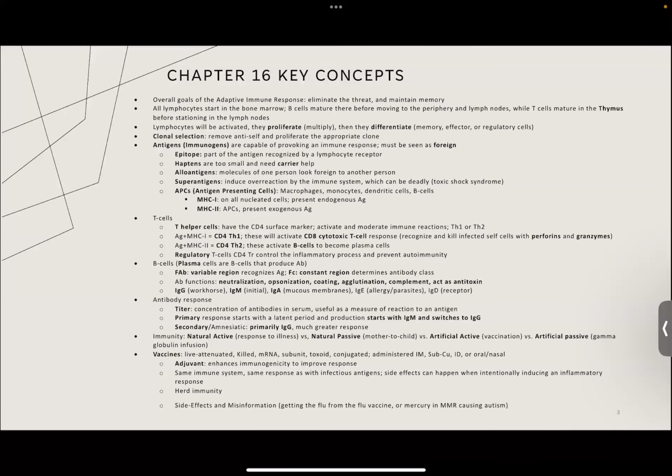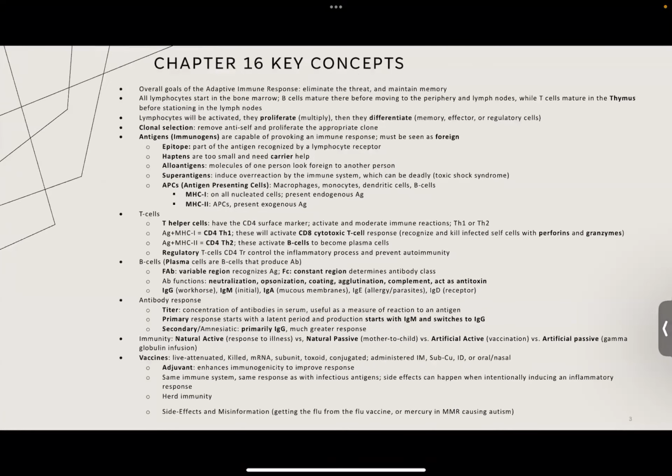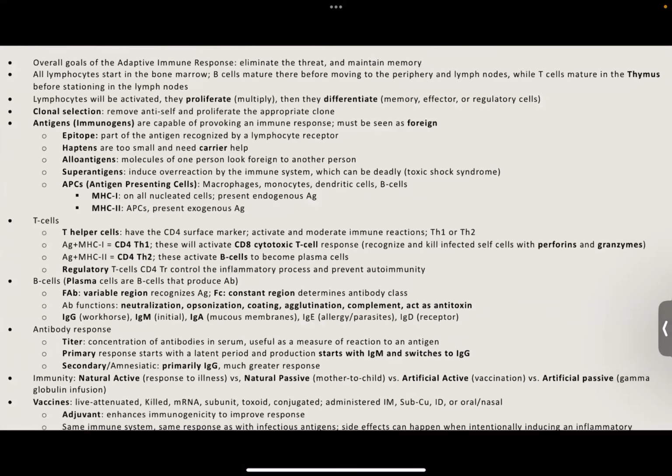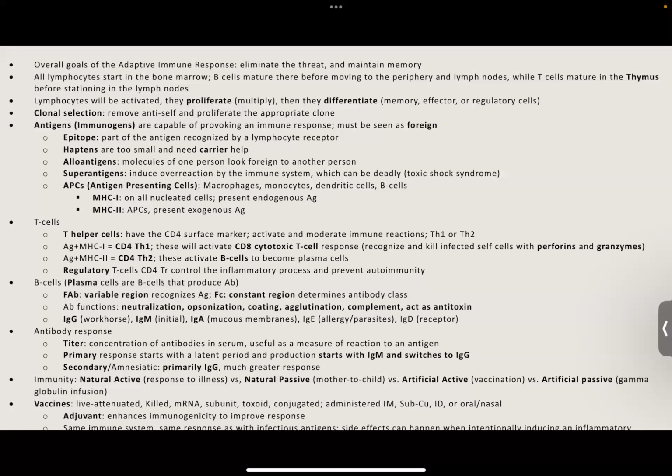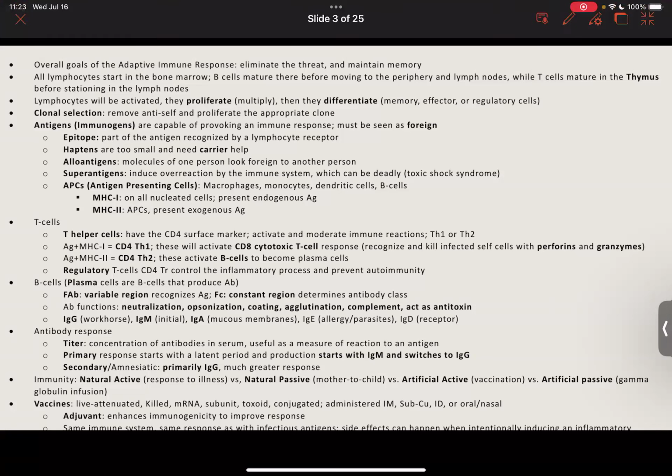But to start with, chapter 16 dealt with our adaptive immune response, also known as our acquired immune response or specific immune response, basically our ability to respond to specific antigens and eliminate a specific threat, but also have memory as a result of this. And this is the key of this whole thing, the fact that we will have memory. So it's the go-to of our third line of defense, which is our adaptive immune response.